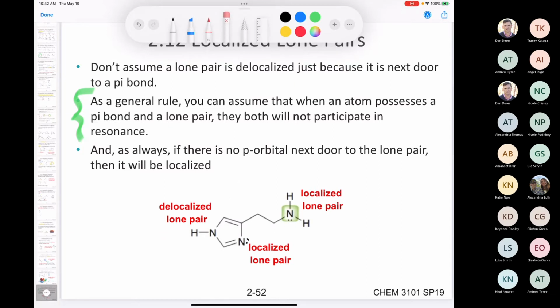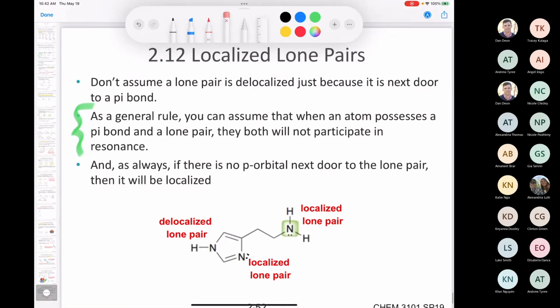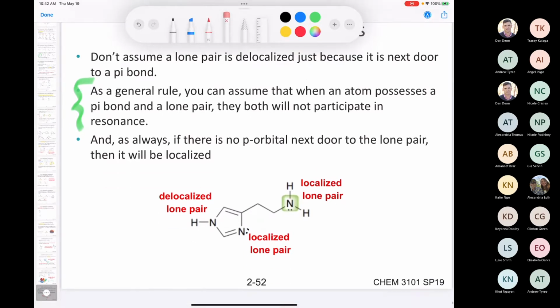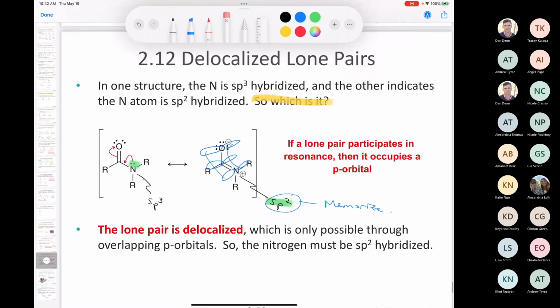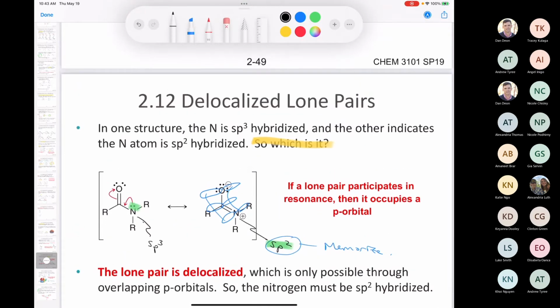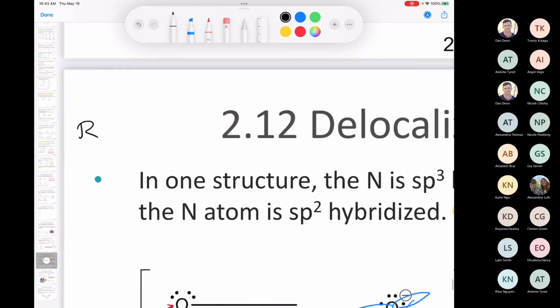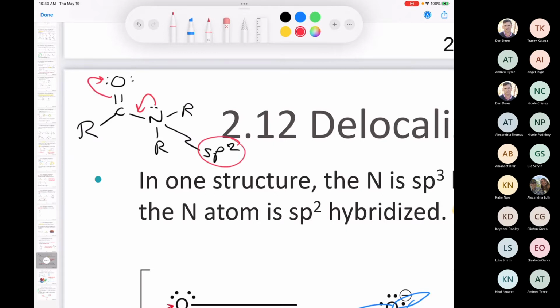And there you have it. Those are the rules for recognizing whether lone pairs are localized or delocalized. Again, the two rules that I think you really need to memorize here: the nitrogen in an amide, so I'm going to draw it here. If you have an amide, the nitrogen in an amide, even though it looks like it's sp3 hybridized, it's sp2. The reason why we know it's sp2 hybridized is because the electrons can participate in resonance. So I would memorize that.